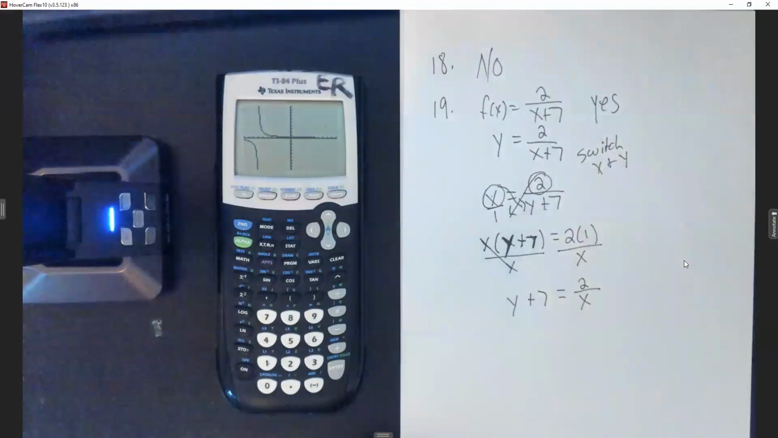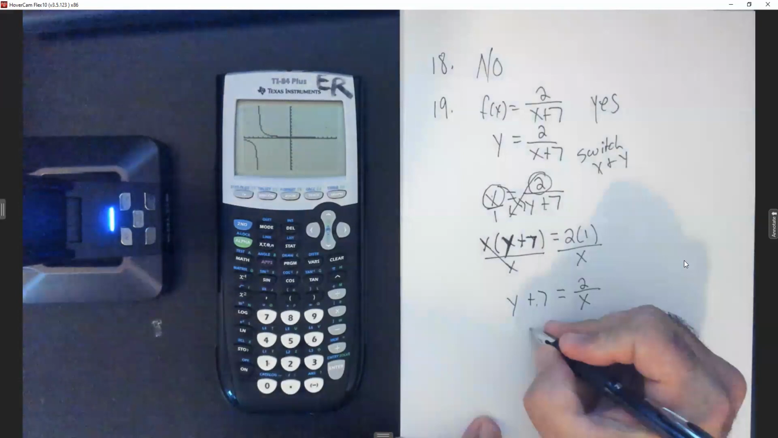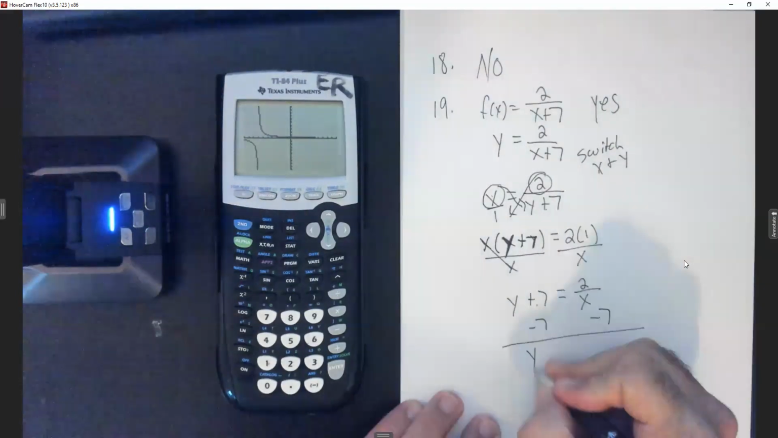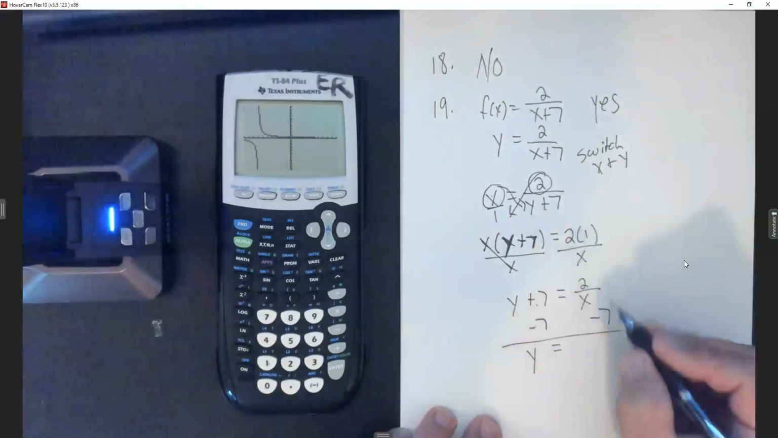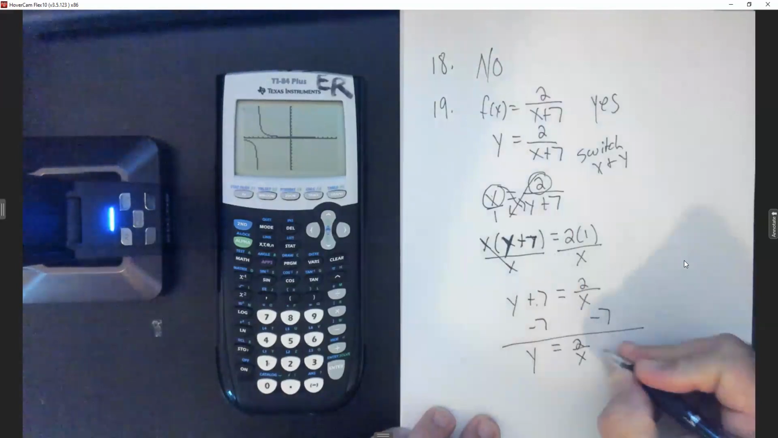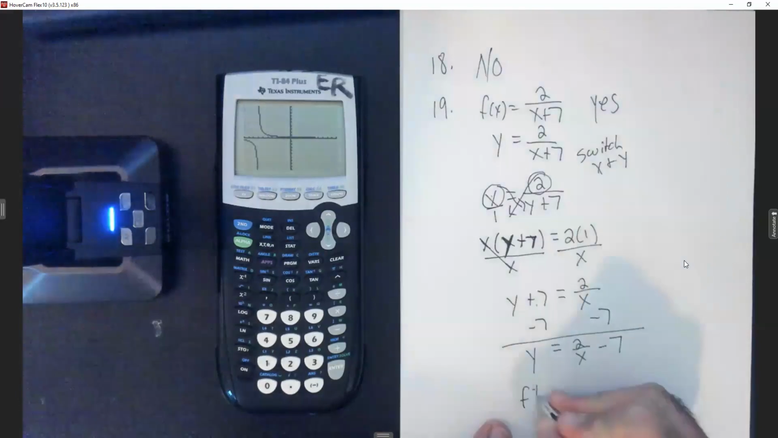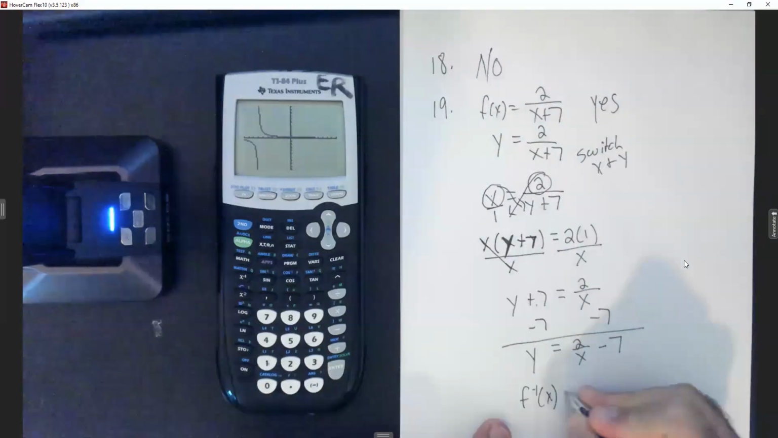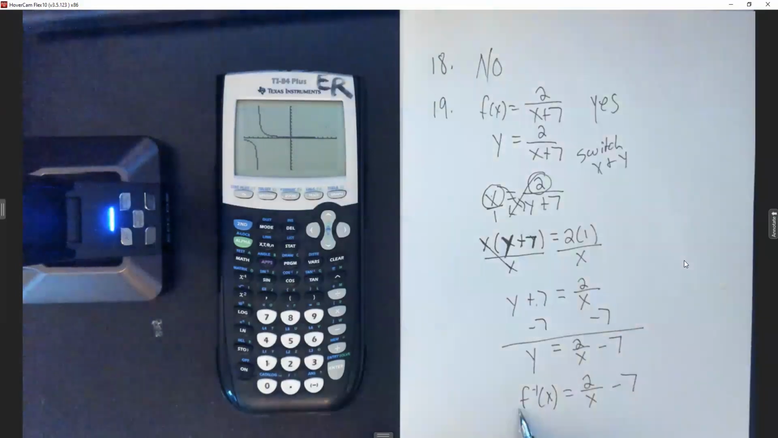Now, you got one more move to get y by itself, and that's to subtract 7 from both sides. So you're going to get your y. The 7s cancel. You cannot do anything with this, so that's just going to be 2 over x minus 7. Last step we said was what? Replace the y with f inverse of x notation, and then you're going to get what? 2 over x minus 7. Next, we'll have this part. All we're going to do is put in our answer, okay?